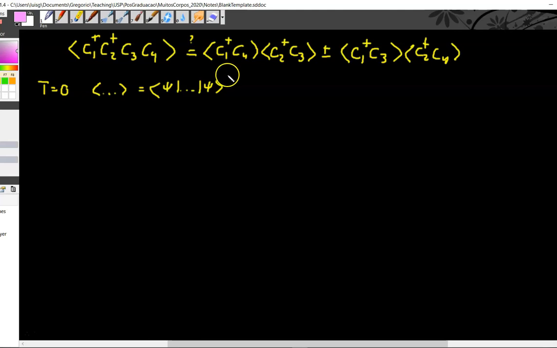So this one gives me a number, which I'll call A. This gives me a number, which I call B. It can be a complex number, but it's okay. And this gives me a number, which I call C, and this gives me a number, which I call D. These are all complex numbers, right? All right.